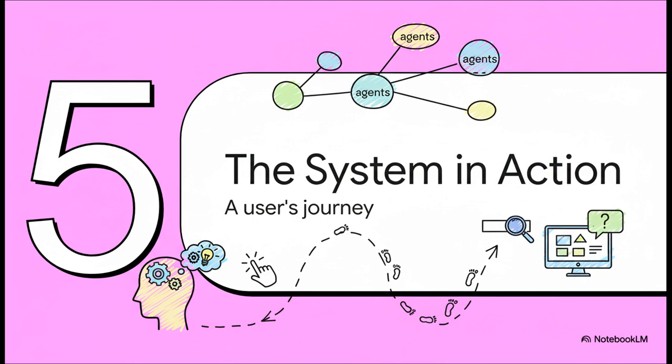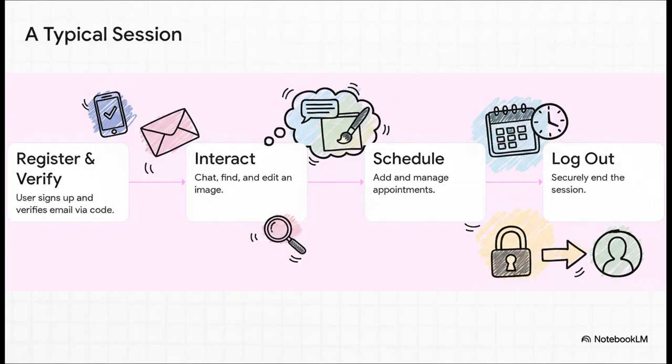Okay, so we've looked at the architecture and we've peeked at the code. Now let's walk through what it's actually like to use the system. For a user, the whole journey is just seamless. You register, you verify your email with a temp code. Once you're logged in, you can chat with the AI, ask it to find and edit an image, schedule an appointment, and then securely log out when you're done. It's a complete end-to-end user experience.